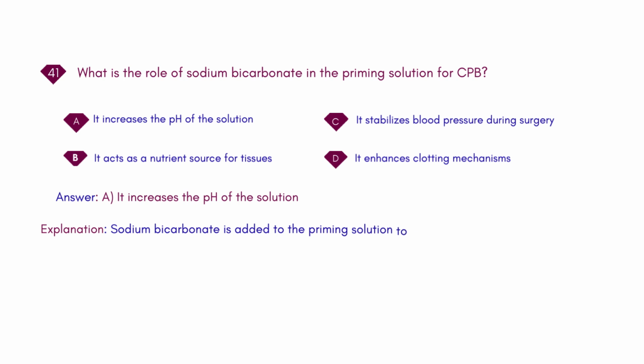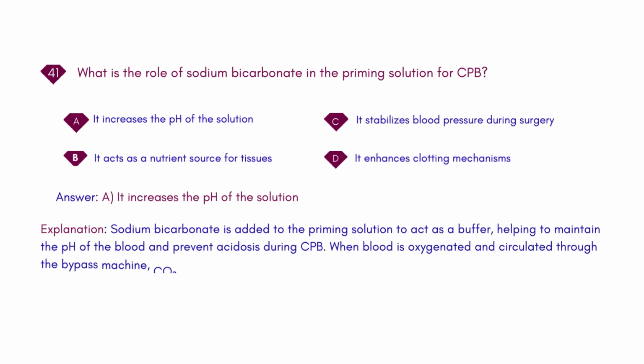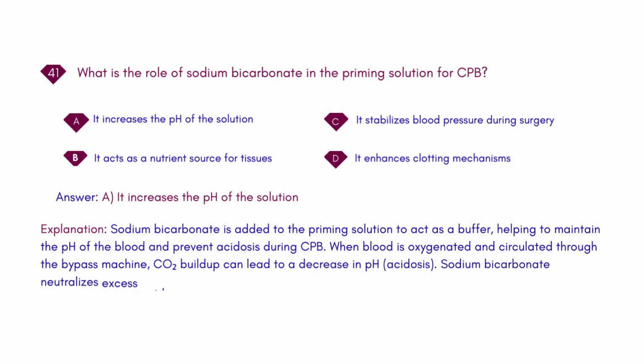Explanation: Sodium bicarbonate is added to the priming solution to act as a buffer, helping to maintain the pH of the blood and prevent acidosis during CPB. When blood is oxygenated and circulated through the bypass machine, CO2 buildup can lead to a decrease in pH, acidosis. Sodium bicarbonate neutralizes excess acid, maintaining a stable pH and ensuring proper metabolic function.